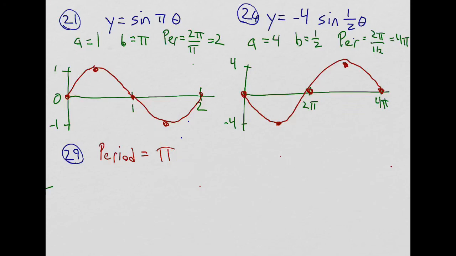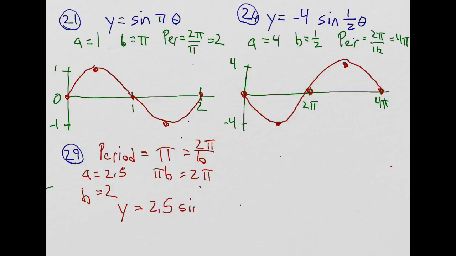And so I'm looking at this question right here, and I'm going to say, okay, A is 2.5. Now I got to get the period. Well, remember, that's always equal to 2 pi. Sorry, I have to get B. The period is always equal to 2 pi over B. And so I'm going to move the B over, so I know pi B is equal to 2 pi. That means B has to be equal to 2, and that's all I need. So y is equal to 2.5 sine 2 theta.